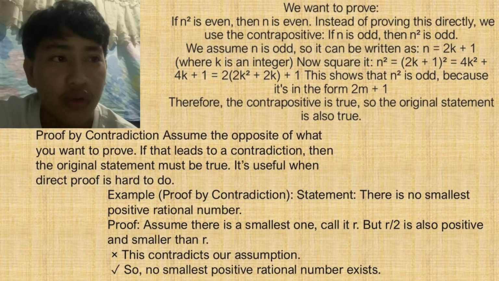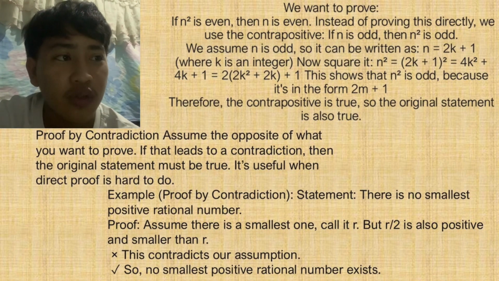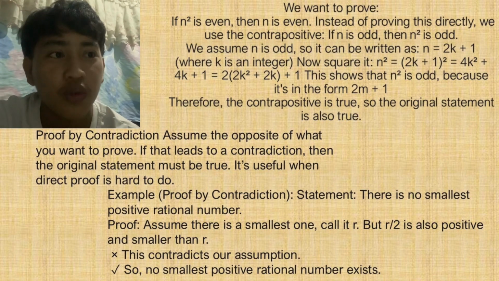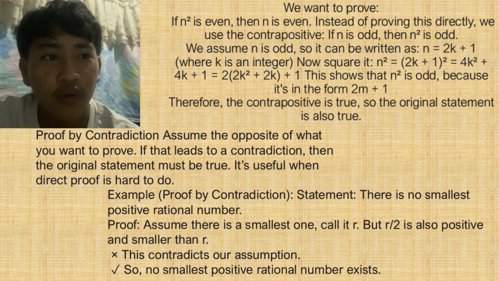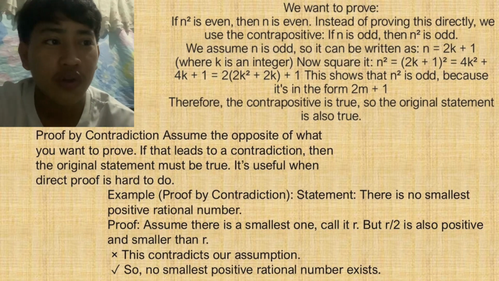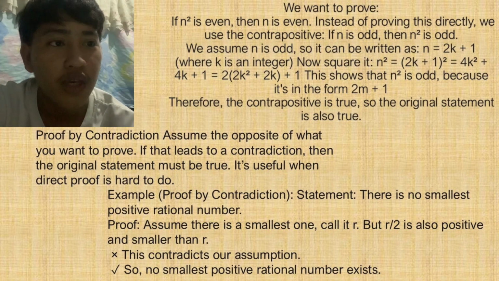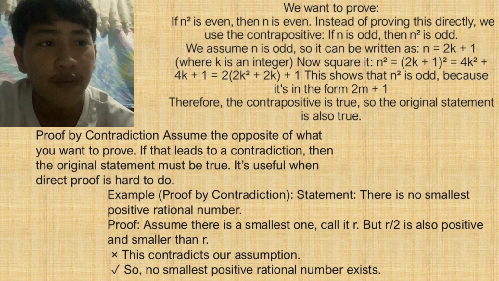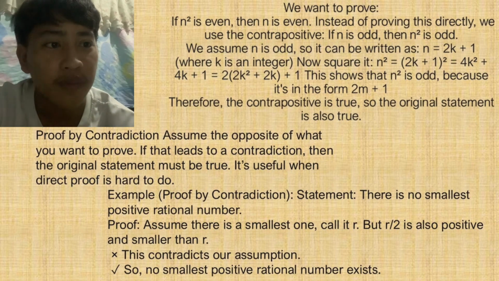We assume that n is odd, so it can be written as n equals 2k plus 1, where k is an integer. Now square it. n squared equals (2k plus 1) squared equals 4k squared plus 4k plus 1 equals 2(2k squared plus 2k) plus 1. This shows that n squared is odd because it is in the form 2m plus 1. Therefore, the contrapositive is true, so the original statement is also true.